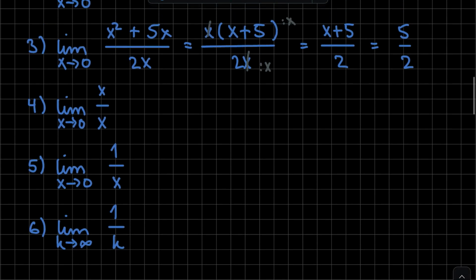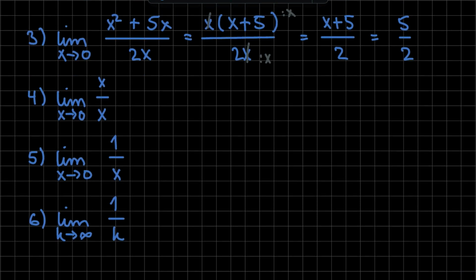Then number 4, the limit as x tends to 0 of x over x. Again, we have this issue: if we directly substitute x by 0, we have what's called an indeterminate form. We would have 0 over 0. But what we can do is just simplify these x's. So we're left with the limit as x tends to 0 of 1 over 1, right? Or just 1.